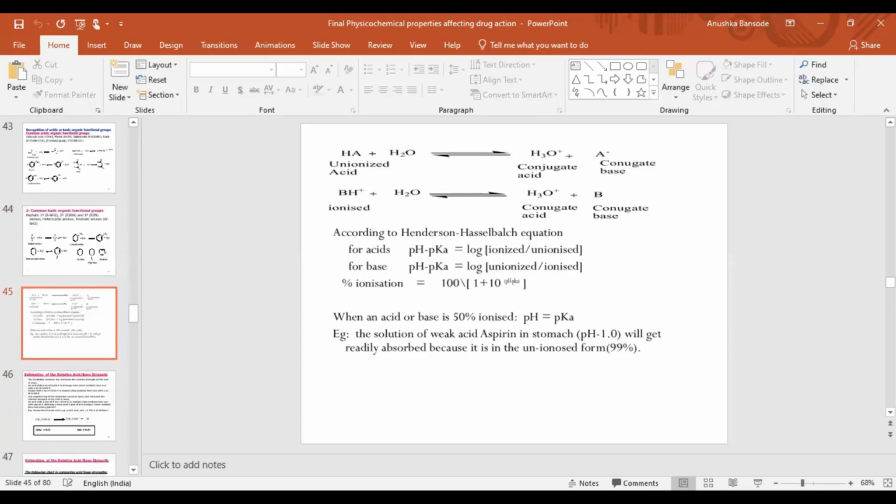This particular parameter is governed by the HH equation. For acids, pH minus pK is equal to log of ionized by unionized. And for bases, pH minus pK is log of unionized molecule by ionized molecule. And therefore, the percent ionization is calculated.